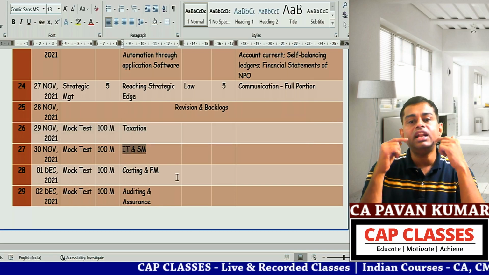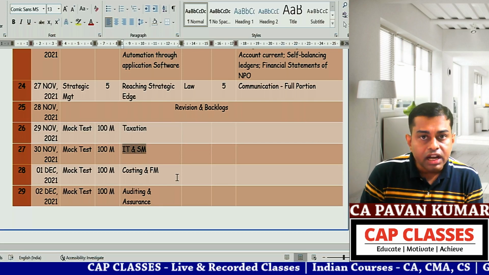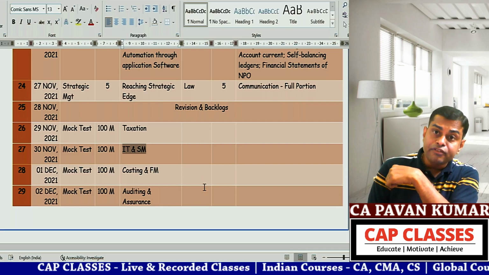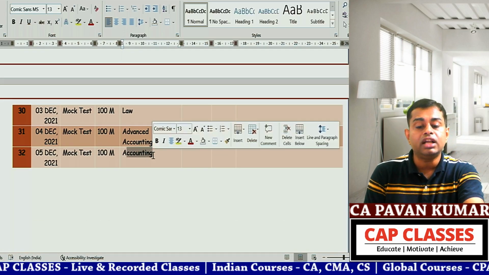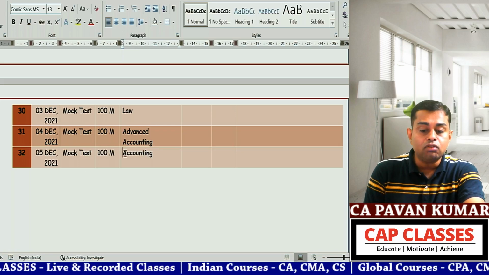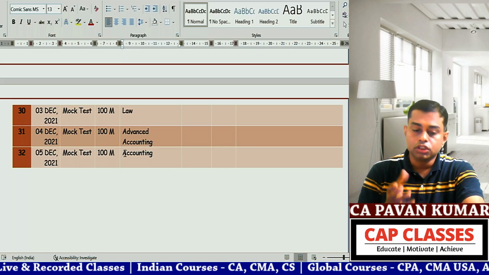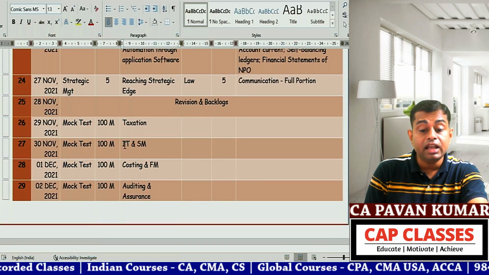Intentionally I am conducting mock tests in reverse order so that just before the ICI exam, you end up reading accounting, and the next day you write the accounting exam, the main exam from ICI also. So this is the best way to prepare. And here this one day gap will be there.